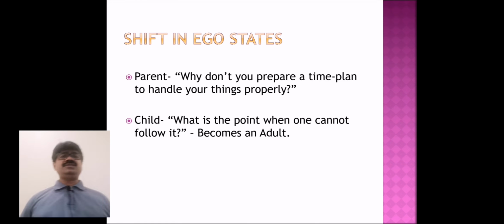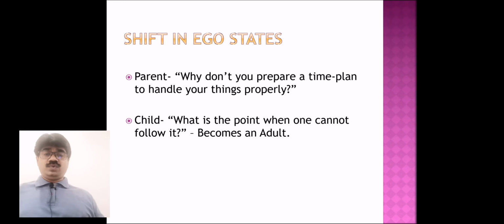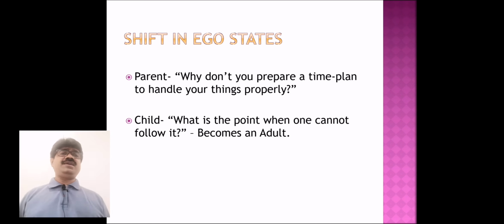You should also understand that there is a shift in ego states. Suddenly a parent says, "Why don't you prepare a time plan to handle your things properly?" That is a dialogue usually coming from a parent ego. Suddenly the child says, "What is the point when one cannot follow it?" Your child is saying, "Hey dad, what's the point of making a timetable and a time plan when you cannot follow it?" You expect him to behave like a child, but he behaved like an adult to you. This is the shift of ego, from child ego to adult ego. Sometimes children also behave like an adult.